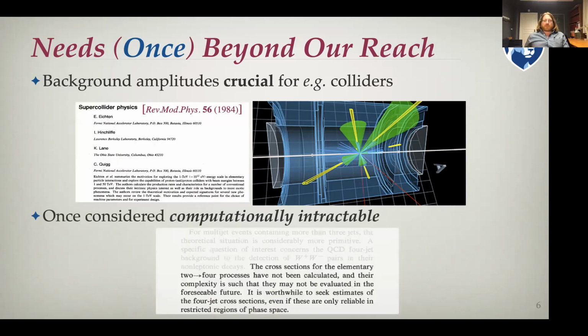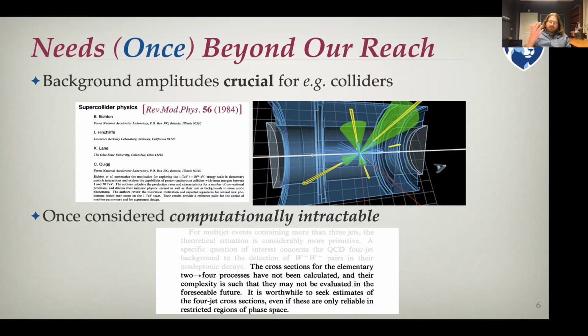And to prove my point, there was a paper in 1984 outlining the theoretical challenges. There were plenty of experimental challenges, but the theoretical challenges to be overcome to deal with what was then being planned, the superconducting supercollider. And among the many challenges they mentioned, they pointed out the cross sections for elementary 2 to 4 processes had never been calculated, and that their complexity is such that they might not be evaluated in the foreseeable future. And then they asked the readers to maybe find estimates in certain restricted regions of phase space.